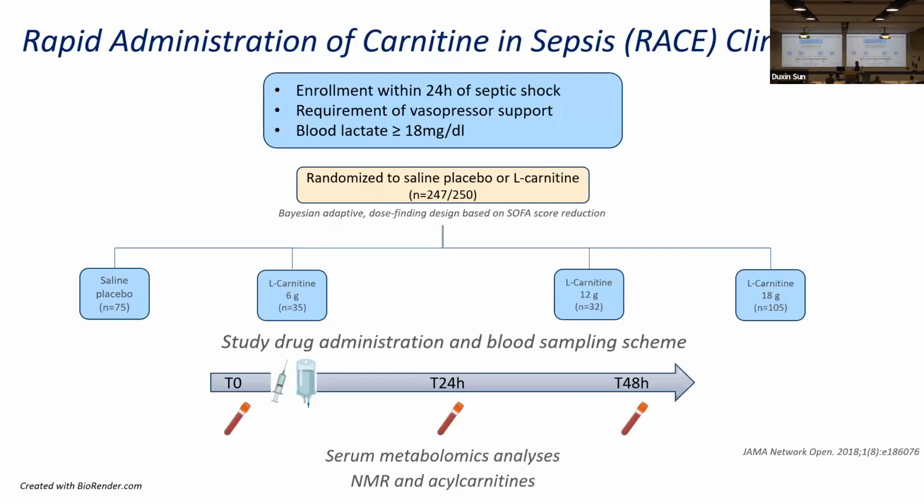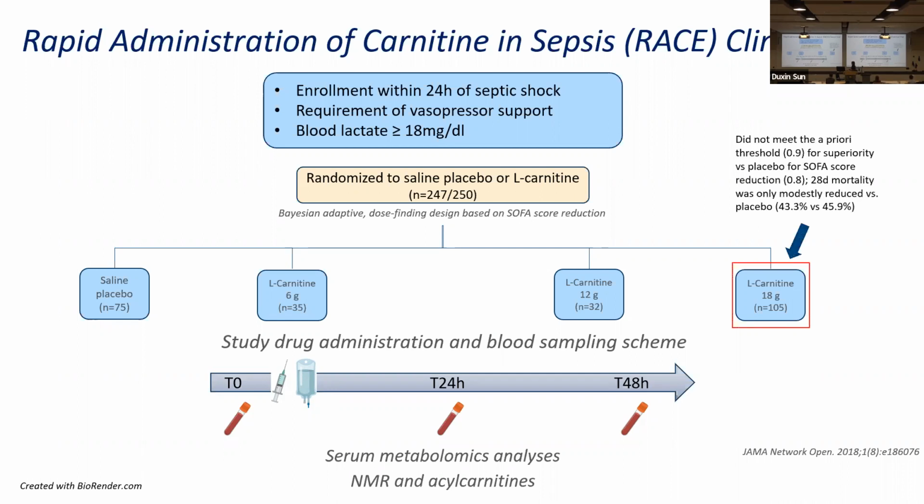So again, for this work, we leveraged the RACE trial. We used the same data. We used our serum metabolomics data from our NMR and acetylcarnitine assay. And in this case, we focused our efforts on the 18-gram treatment group. So from the RACE outcome, it did not meet the predefined goal, if you will, of superiority for SOFA score reduction, but there was a modest reduction in mortality with the 18-gram dose.